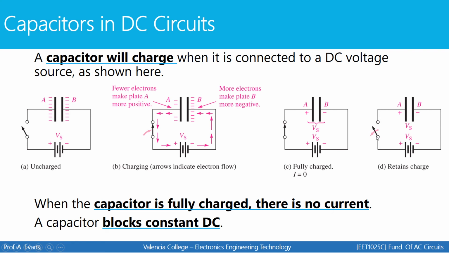Once you open the switch, there will not be a flow of current in this circuit, but your capacitor remains charged. It has a level of electrons that can be used to generate current if this capacitor were placed into another circuit. So this is the charging process when a capacitor is connected to a DC source. A few things to remember: when the capacitor is fully charged, there is no current, and a capacitor blocks constant DC, meaning once the capacitor is fully charged, this DC source is basically doing nothing. It's blocked by the capacitor. No current is flowing in the circuit.